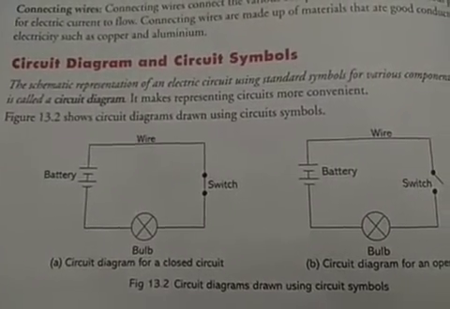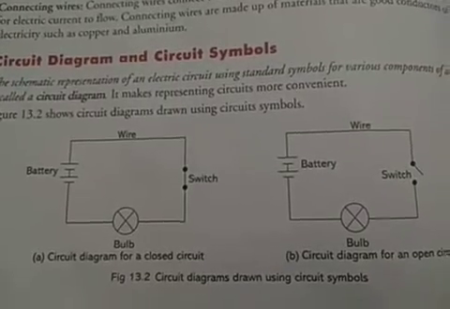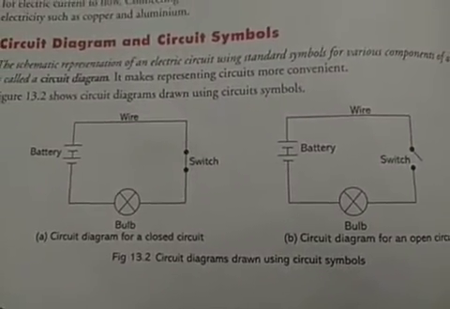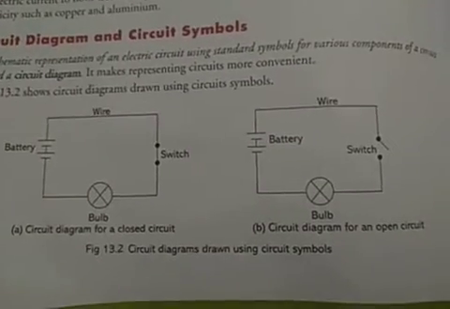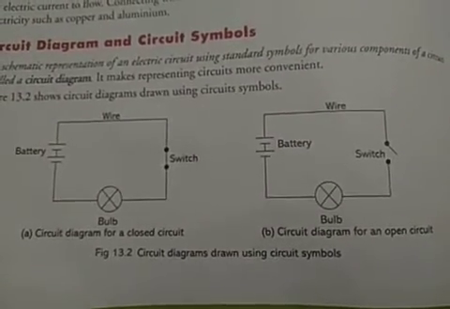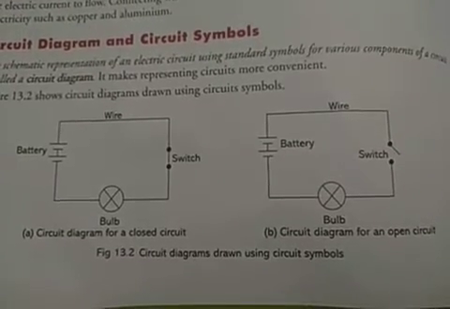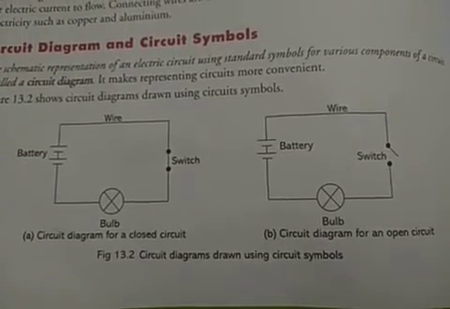And we must understand here how these components are attached to each other to form a complete circuit diagram. So as I told you, a closed circuit is one in which the switch is on, and an open circuit is one in which the switch is off. Here it is shown in this diagram. You can draw and understand it very well.